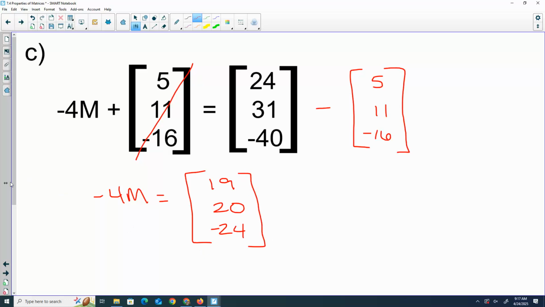And then what do we have to do? Divide everything by -4. So it's okay to have fractions in these. So it's -19 fourths, -5 and 6. Questions there?